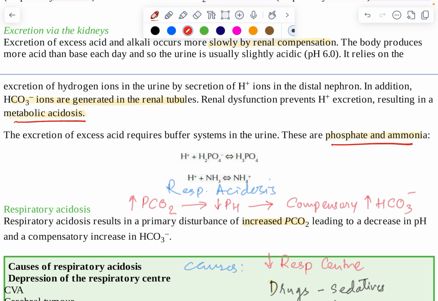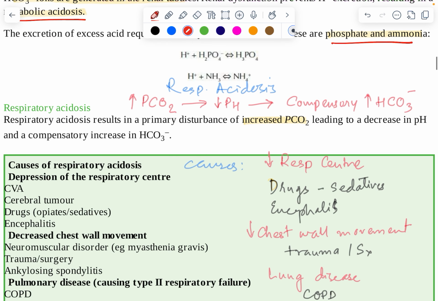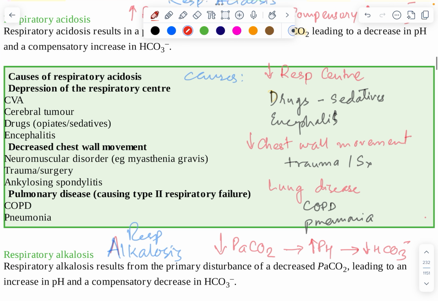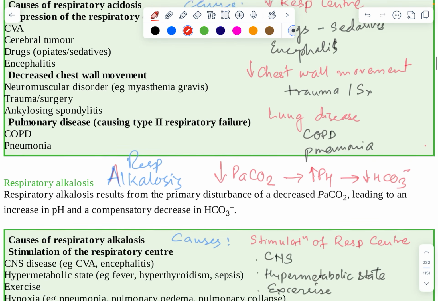So respiratory acidosis results in a primary disturbance of increased PCO2, leading to decreased pH and compensatory increased bicarbonate. Causes of respiratory acidosis: depression of the respiratory center, either by drugs like opioids and sedatives or by CVA, chest wall movement problems, trauma, and lung disease such as COPD. All these causes decrease CO2 excretion. It is retention, and that leads to decreased pH and increased bicarbonate.